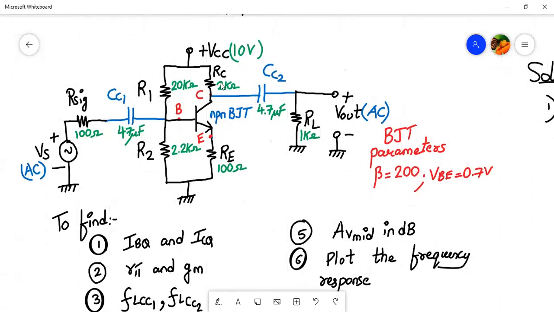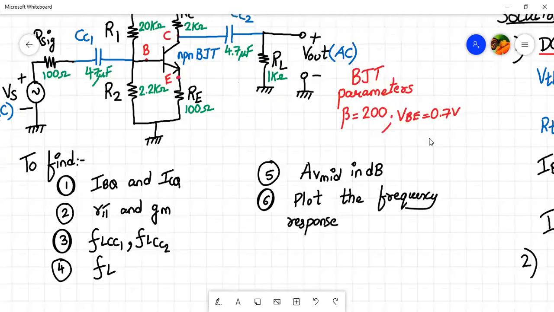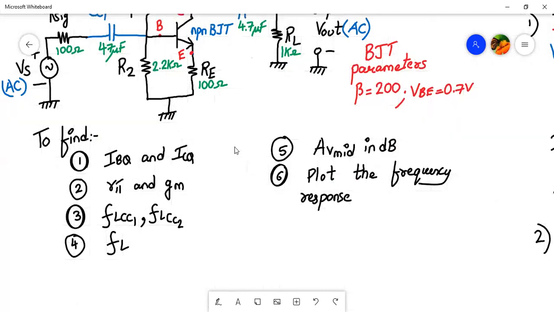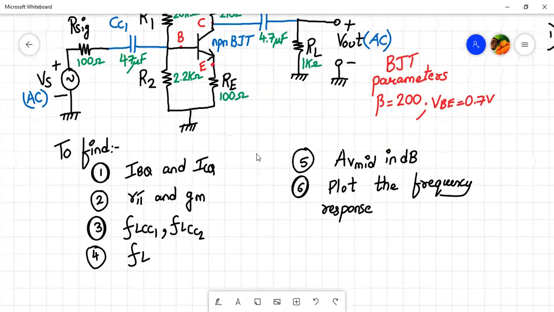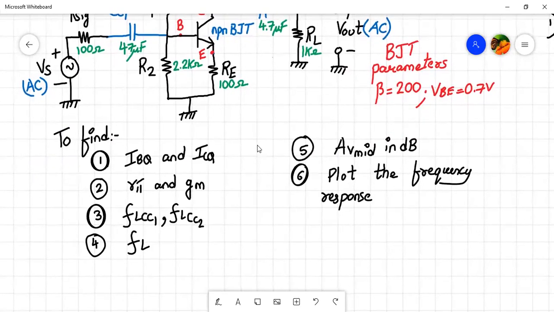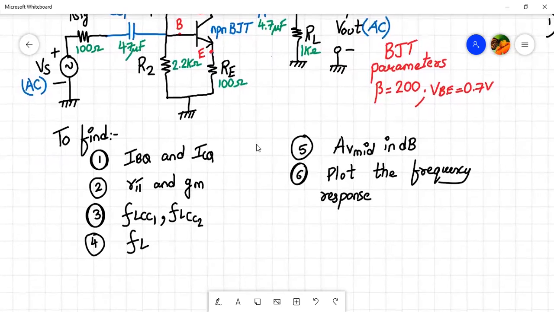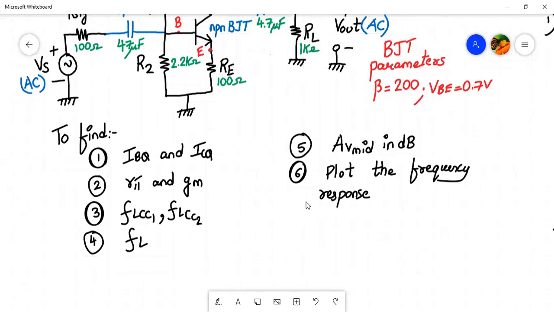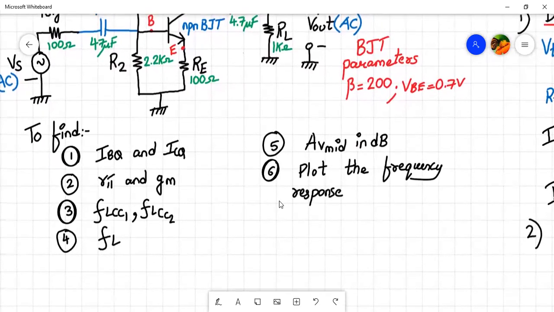So immediately, if you see the circuit, this is a common emitter amplifier with R1, R2, RC, RE, CC1 and CC2. Remember, CE is not there. So it is a common emitter amplifier without bypass capacitor. RSig is there, RL is there, BJT parameters have been given, beta is 200, VBE value is 0.7 volt. So again, we have to calculate a similar set of parameters such as IBQ, ICQ, RPi, GM, FL of CC1, FL of CC2, no FL of CE over here, then lower cutoff frequency FL, AV mid in dB, and finally we have to plot the frequency response.